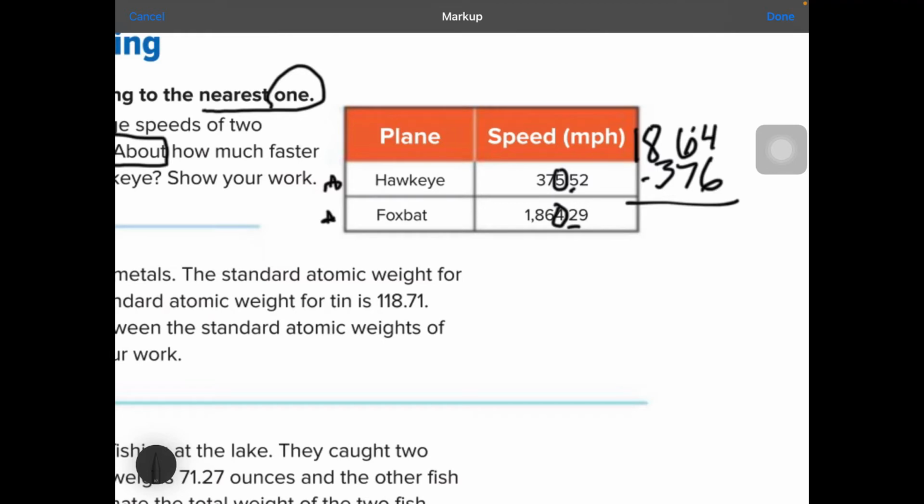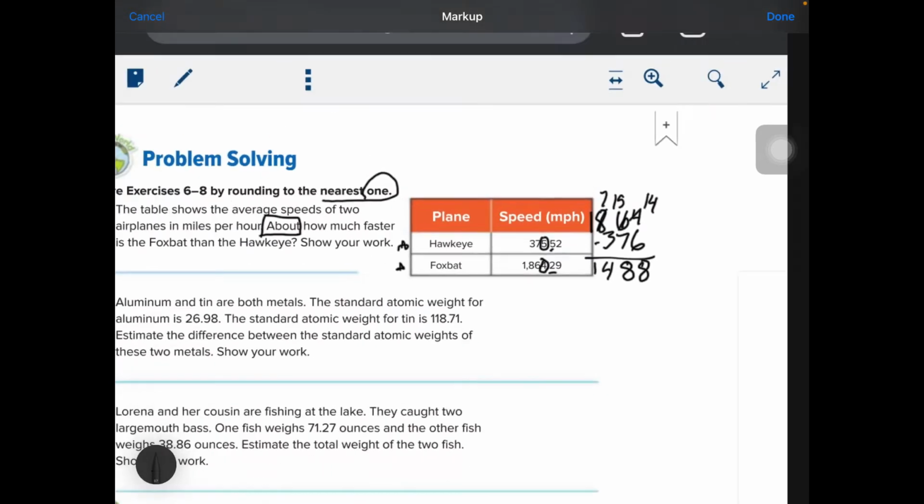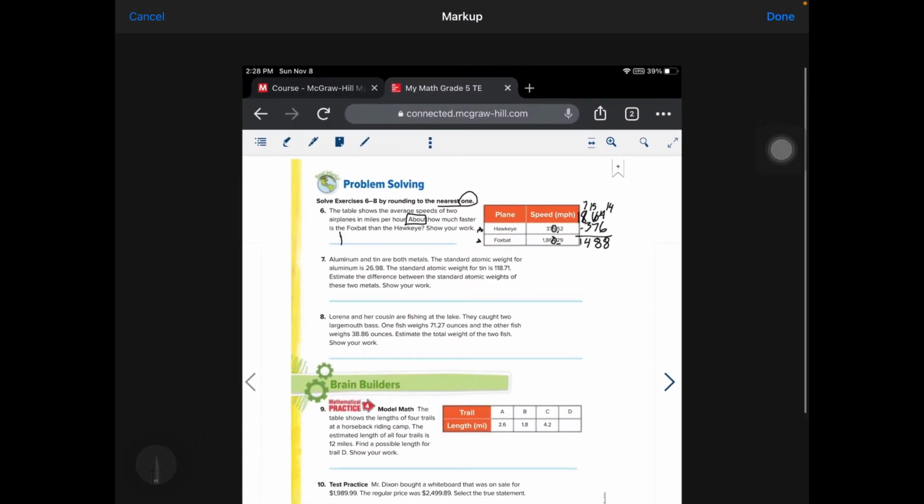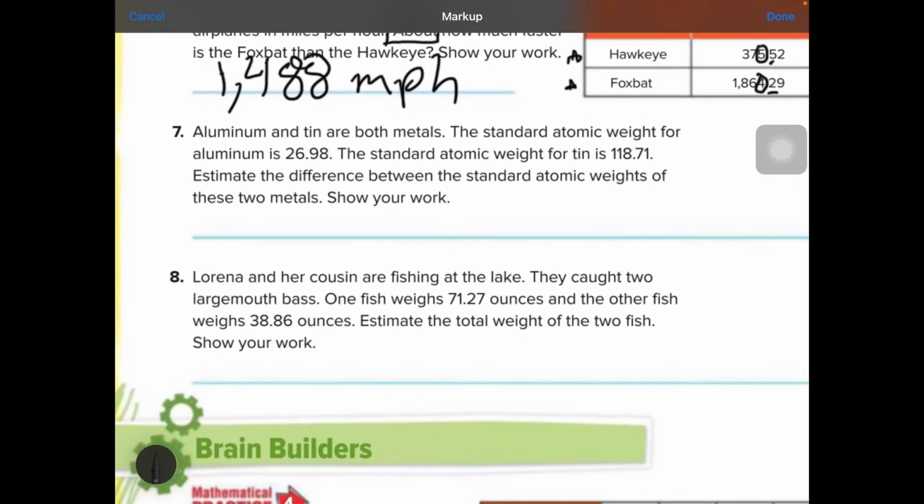We cannot take 6 from 4, so we have to borrow from the 5, turn it into 14. And from 6 to 14, there will be 8. Then we have 5 minus 7, you can't do that, so come over here and change that to a 7, turn it to 15. There'll be 8 there. 7 minus 3 would be 4, and bring that 1 down. So our answer is going to be 1,488 miles per hour. Whew, that's pretty fast.